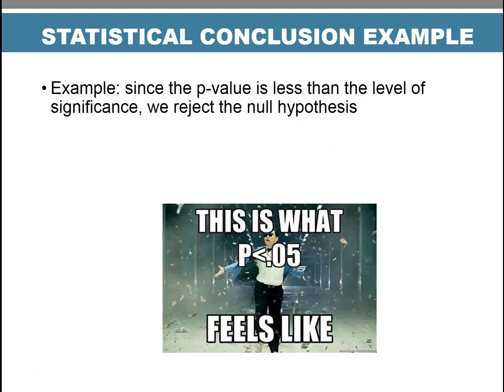So here is an example of how we might phrase our statistical conclusion. Since the p-value is less than the level of significance, we reject the null hypothesis. And sometimes you'll just see it reported in a paper as p is less than 0.05 or some other number. So this means that it was less than their level of significance. It's more accurate to actually list what your p-value was. And so in addition to saying it's significant, when you write up your results for a paper or something like that, you should also state what the exact p-value was.